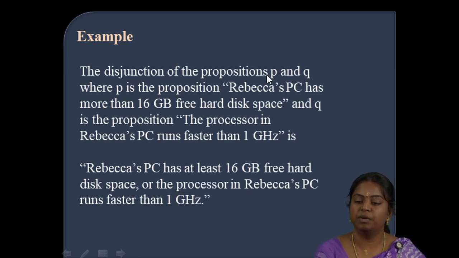The disjunction of the propositions P and Q, where P is the proposition Rebecca's PC has more than 16 GB free hard disk space and Q is the proposition that the processor in Rebecca's PC runs faster than 1 gigahertz. Now we are going to include the disjunction connective. Rebecca's PC has at least 16 GB free hard disk space, or the processor in Rebecca's PC runs faster than 1 gigahertz. And this is a perfect example for disjunction.